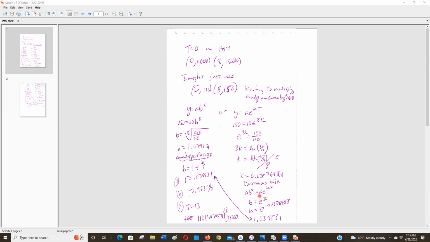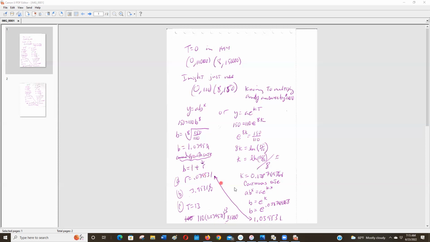So I know that the two equations are supposed to give me the same answers, right, regardless of the model. So A is the same and the X is the same. That must mean that B is equal to E to the K. Well, we know K is that number, so I just raised E to that power and I got that. And notice that's exactly the same as the annual.